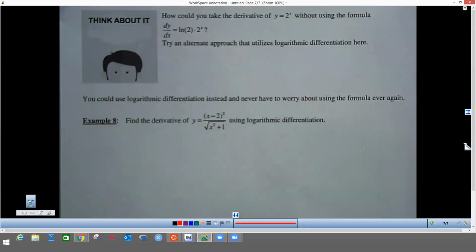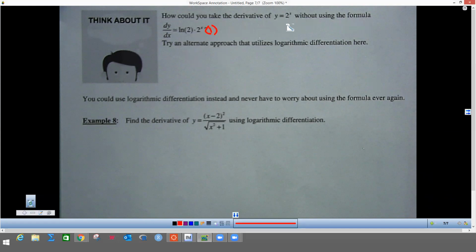Let's see, the last page of the 3-2 notes. How could you take a derivative of y equals 2 to the x without using the formula? So this is the exponential formula we use: natural log of the base times the same power. And remember, you take this times the derivative of the exponent. So it'd be times that 1, doesn't change anything.